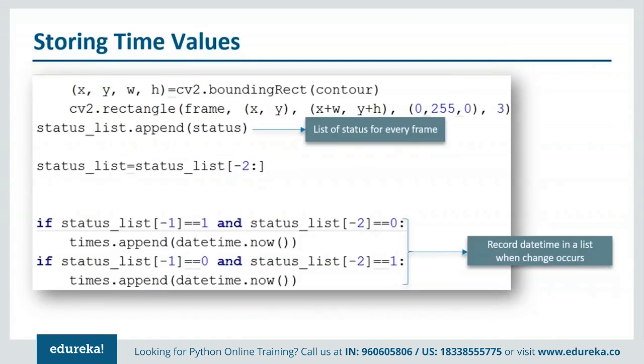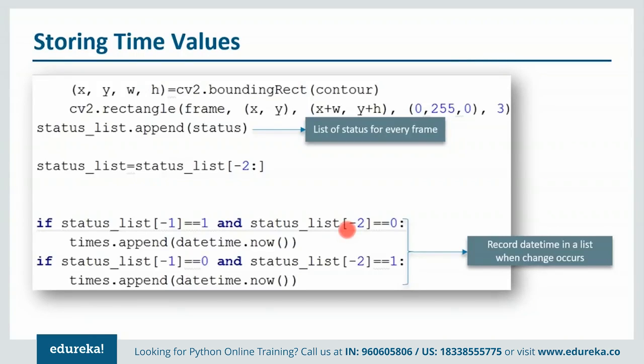Similarly, we are going to append the status to a status list for every frame. So this basically tells us the second last status list value. All right. These two conditional statements will record the date time in a list when a change occurs. Let me tell you how. If the last value of the status list is equal to 1, which means there is an object, but my second last value says that there was no object in the previous frame, that means there is an object which has appeared, right?